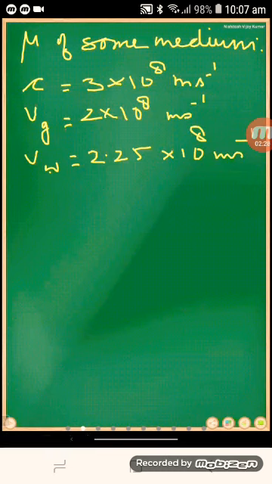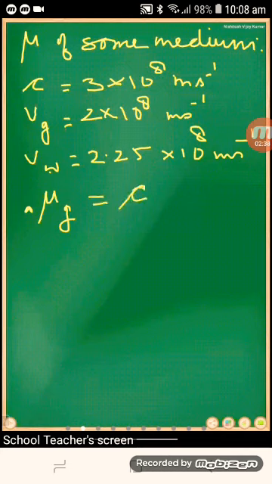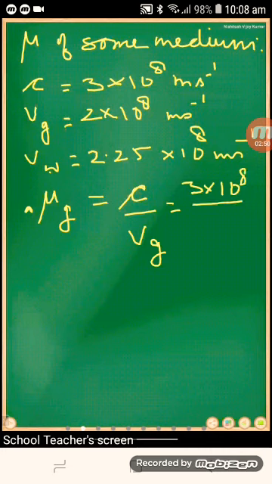So now if I have to find out the refractive index of glass with respect to air, we'll write down aμg, which will be equal to the speed of light in vacuum or air upon the speed of light in glass. So it comes out to be 3 into 10 to the power 8 meter per second upon 2 into 10 to the power 8 meter per second. And finally, it comes out to be 1.5. For normal glass, we consider that the refractive index of glass is 1.5.